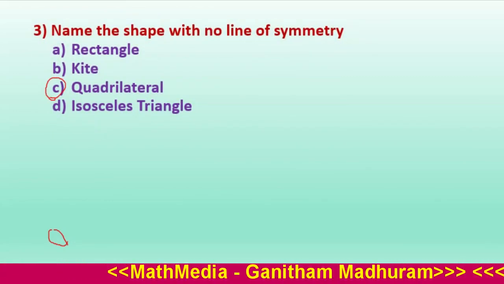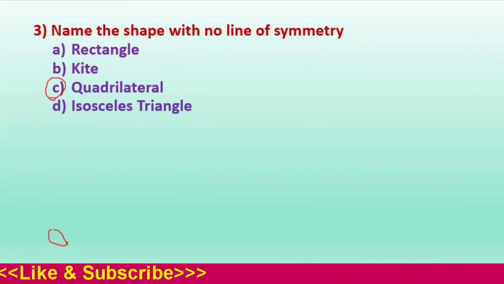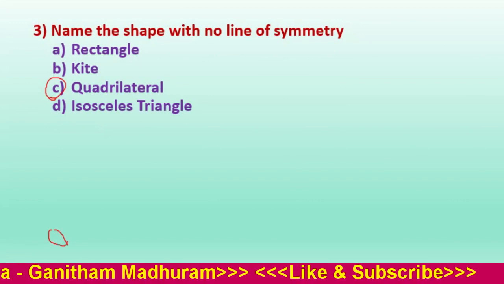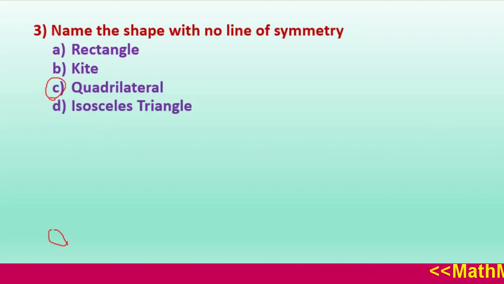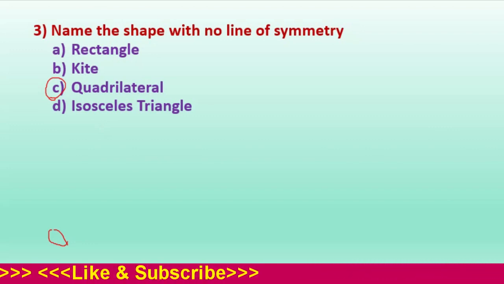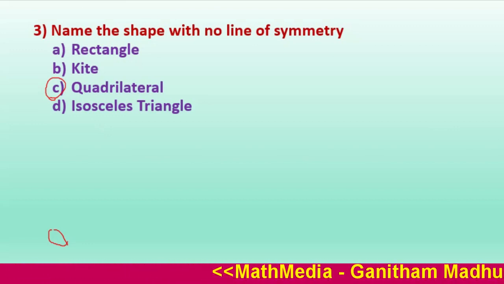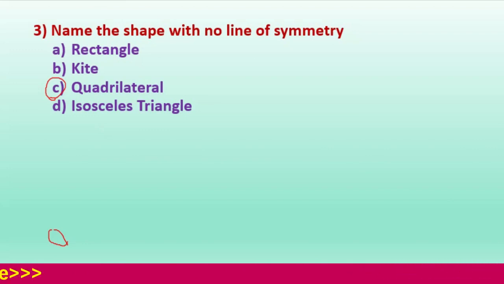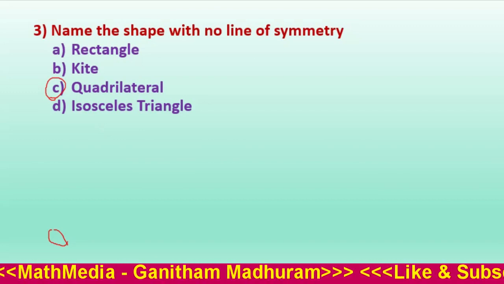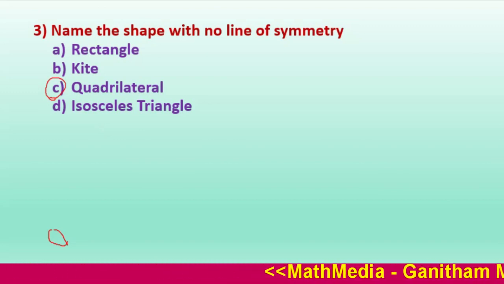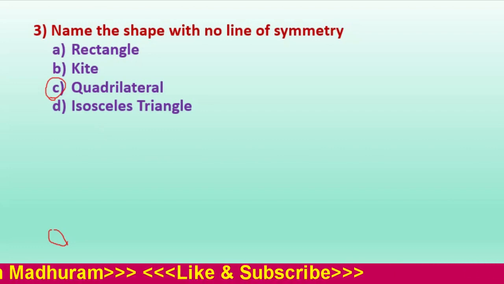Name the shape with no line of symmetry. Option A, rectangle, it has two lines of symmetry. B, kite, it has one line of symmetry. And quadrilateral. Quadrilateral means a polygon with four sides. We don't know the line of symmetry of a quadrilateral. And an isosceles triangle has one line of symmetry. So the correct option, shape with no line of symmetry, is option C, quadrilateral. Quadrilateral is not having any line of symmetry.